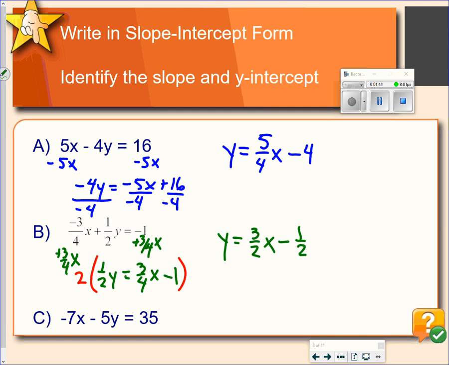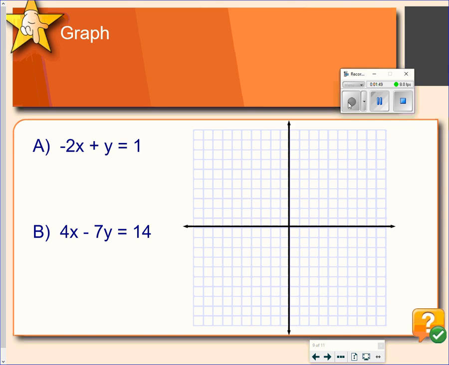And I'll leave part C for you to do. So if we want to graph an equation such as these, we first solve it for y to get it in slope-intercept form. So I'll add 2x on each side, and I get y equals 2x plus 1.